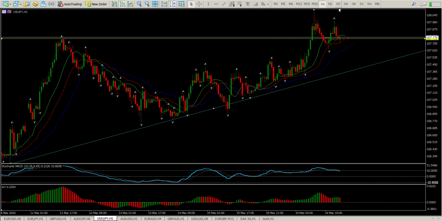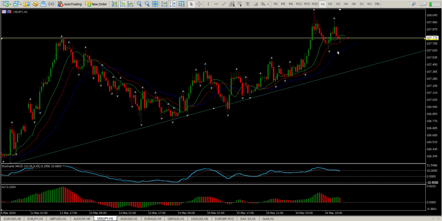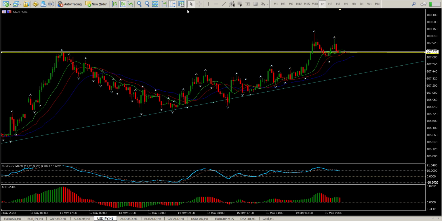If I come down to the hour, you'll see there's the neckline. We have closed above it, we've closed below it, we've closed above it, we're closing on it. Okay, so for me, this entry long is a break up there. That's the first entry long. Second entry long would be off this trend line.